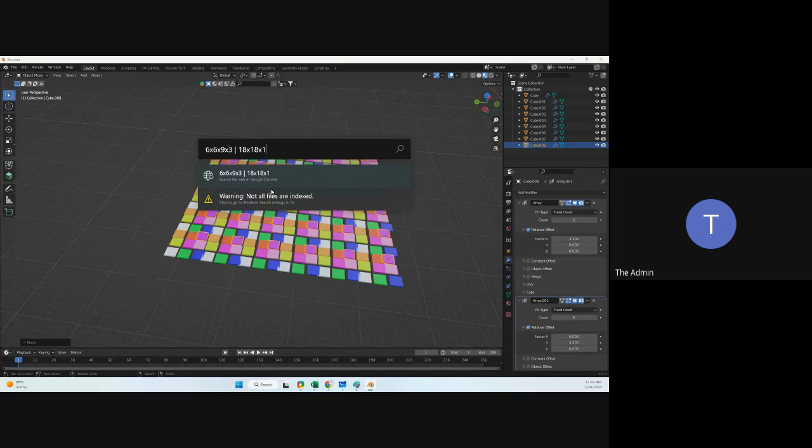Are we clear? Okay, forget this 3. How many pixels are there? 6 cross 6 cross 9, right? So I can write this as 6 cross 6 cross 3 cross 3 cross 1. Then that means I can write this as 18 cross 18 cross 1. That's what we've done.